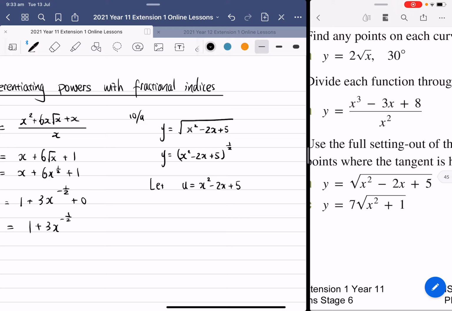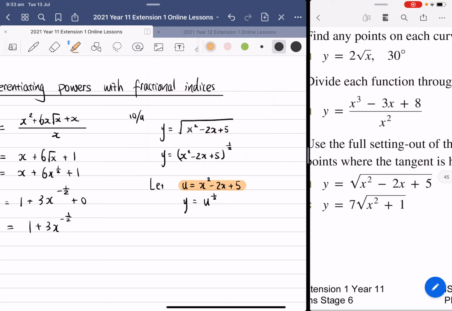Once you have finished that, you get two functions. Now y is equal to u to the power of half. So these are the two functions you have. This function here is u in terms of x. This function is y in terms of u. Okay, so we can use the full setting out of the chain rule to differentiate this function. Let me just highlight this one first.